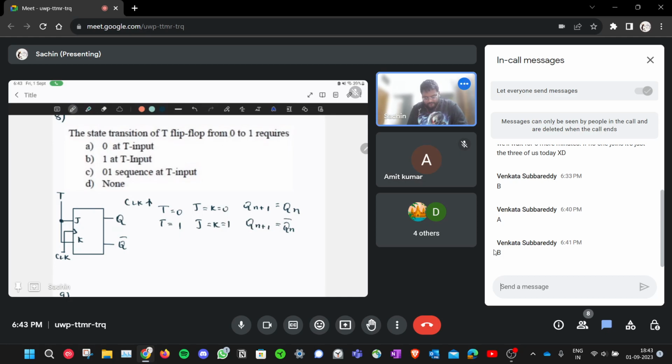So from 0 to 1, if you want to transition, then you just need to give 1 as the input to the T flip-flop. As you can see here, if T is equal to 1, then Qn plus 1 is Qn bar, and Qn is 0 as the initial state. So when you give T is equal to 1, it will transition to 1. So 1 at T input.